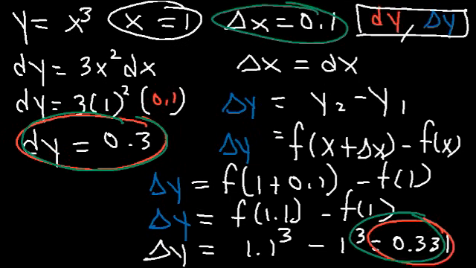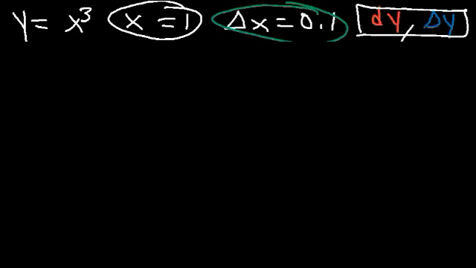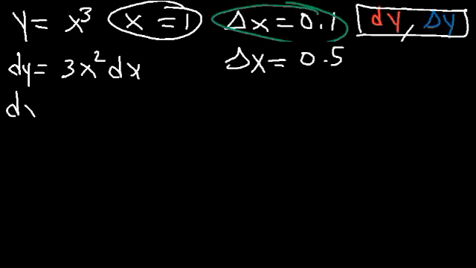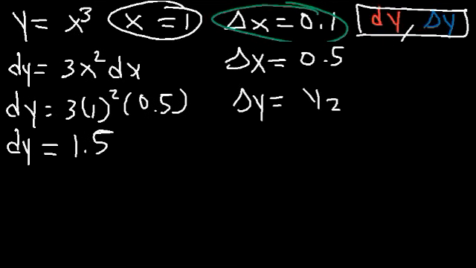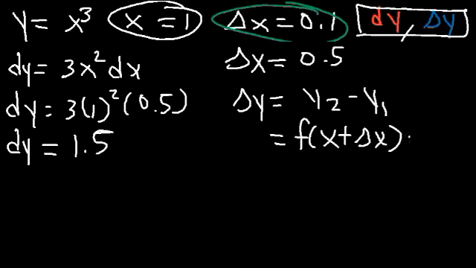So let's try the same problem, but when delta x is larger. Let's say delta x is 0.5 instead of 0.1. So dy is still going to be 3x squared dx, which is 3 times 1 squared times 0.5. Half of 3 is 1.5, so that's the new dy value. Now delta y, which we said was y2 minus y1, which is f of x plus delta x minus f of x. And x is still 1, but delta x is now 0.5.